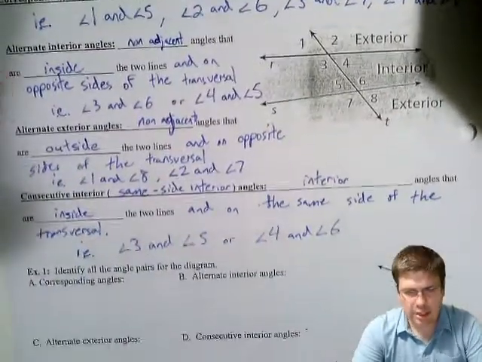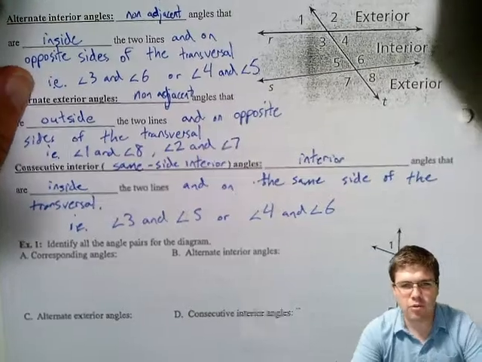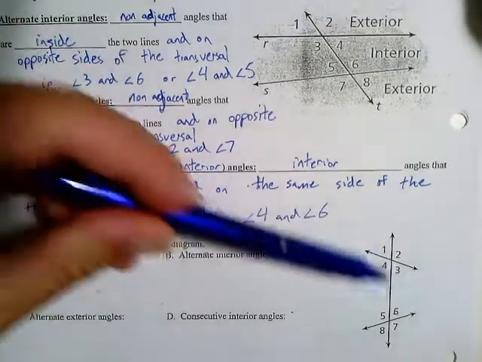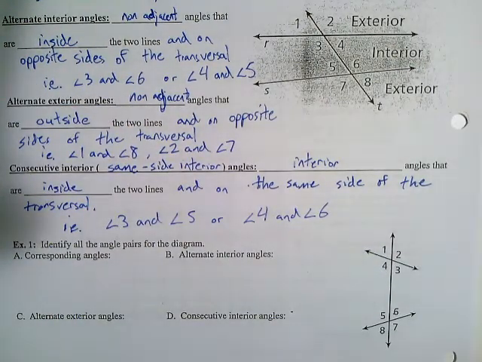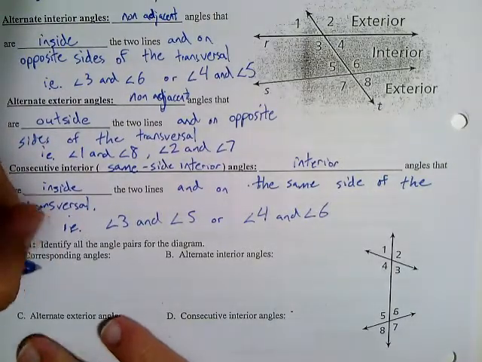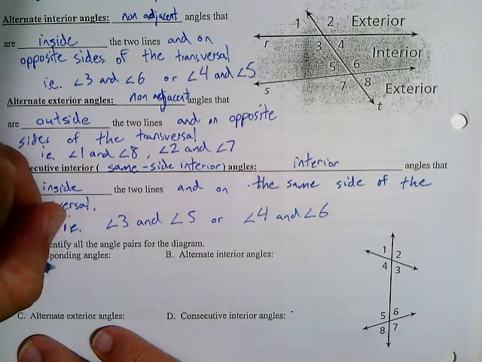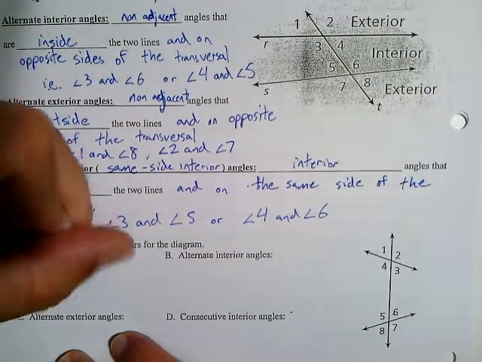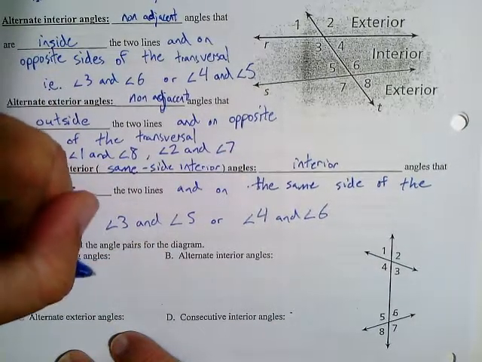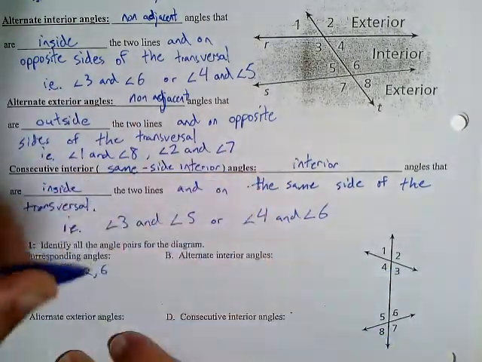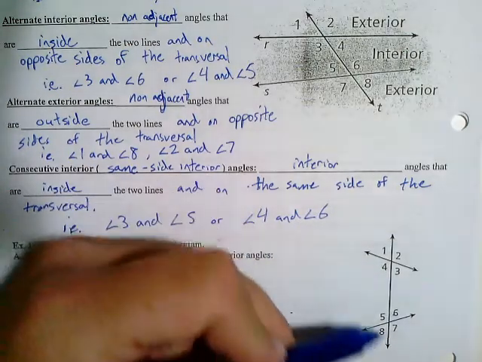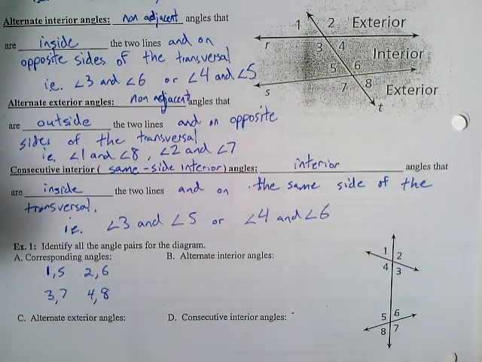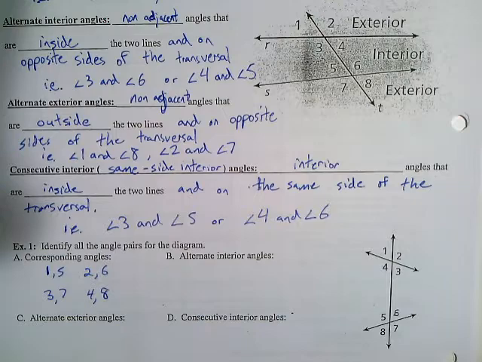All right, so let's see if we can identify all the angle pairs from the diagram. I've got the diagram here. Maybe pause and see if you can identify all of these. Our corresponding angles, I'm going to just shorthand this. I'm not writing out the full notation. So 1 and 5 would be corresponding. 2 corresponds with 6, 3 corresponds with 7, and 4 corresponds with 8. Those are all the corresponding pairs, and you can say them in either order. 5 corresponds with 1, that's fine if you say it in the reverse order.